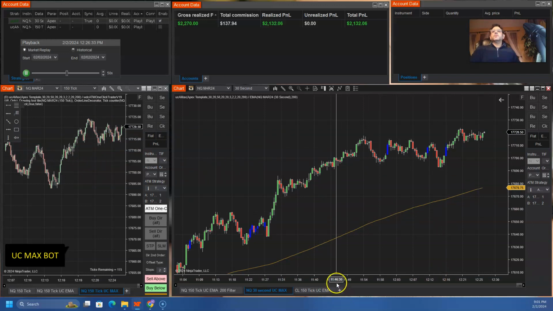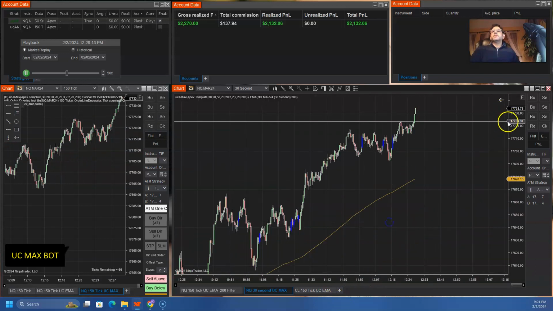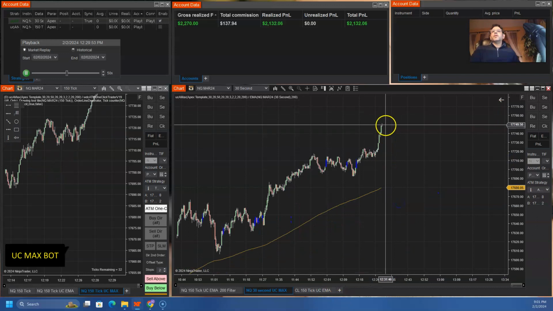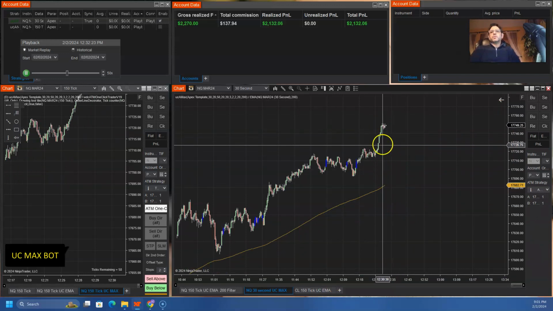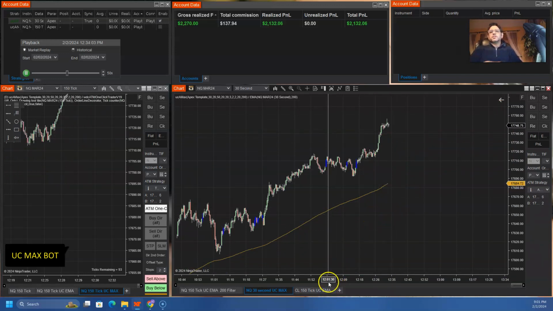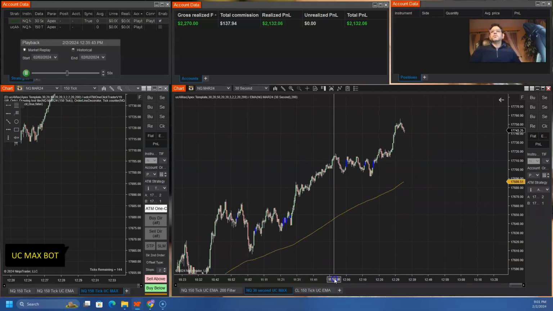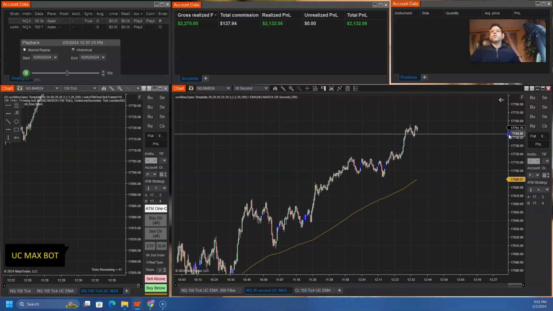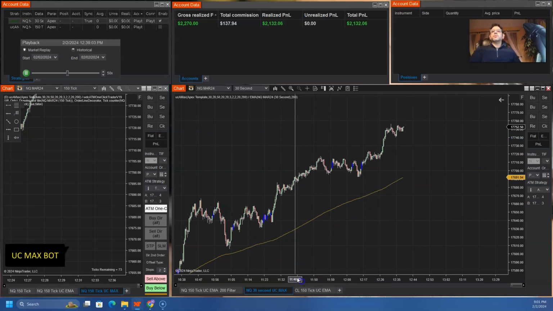And one good thing you will see with UC Max is that sometimes, when the price comes down, it does not consider that as a pullback. So you will avoid a lot of false pullbacks.